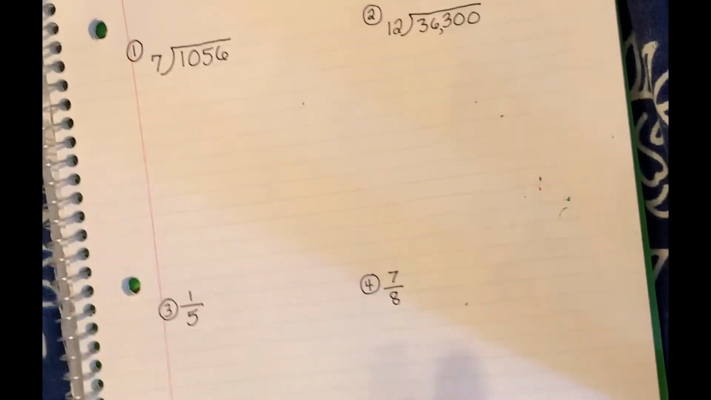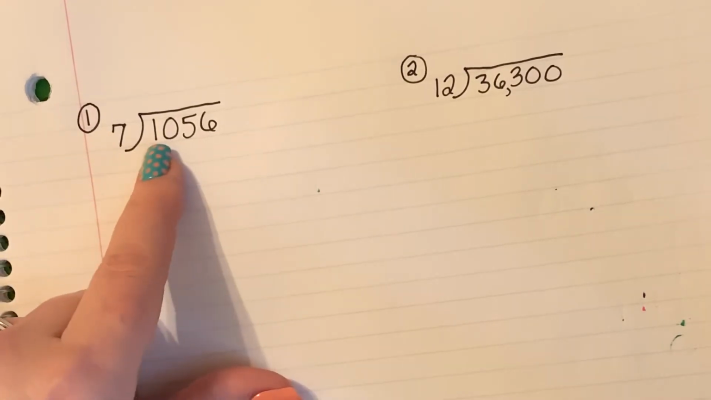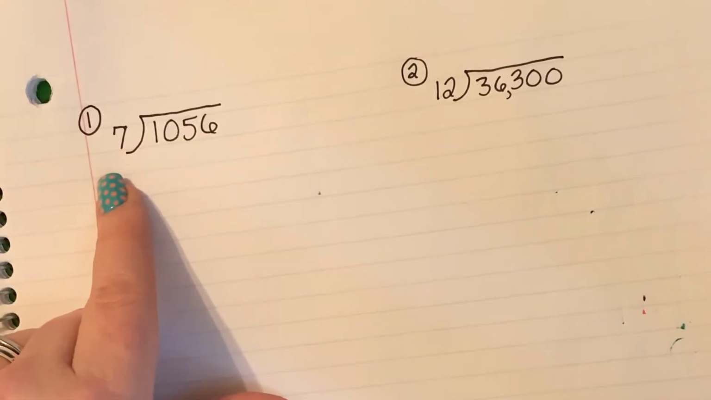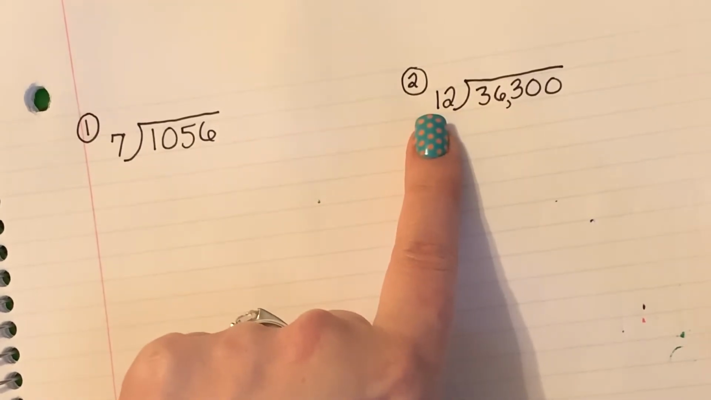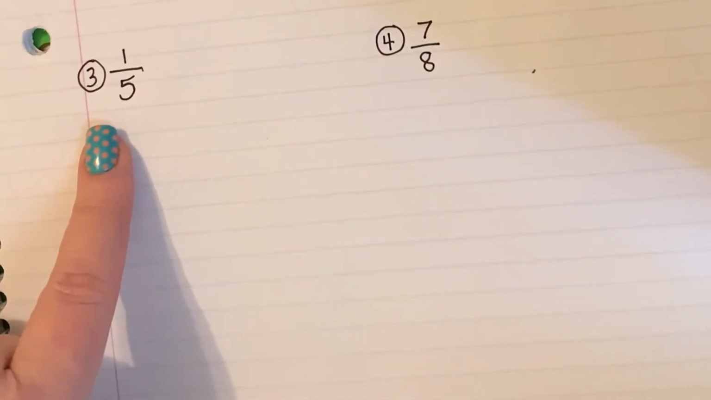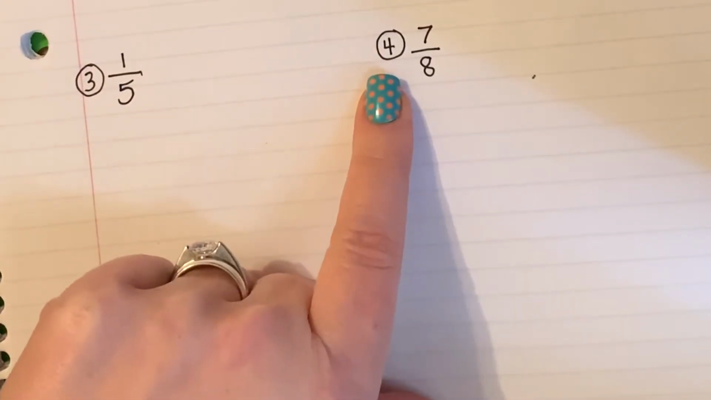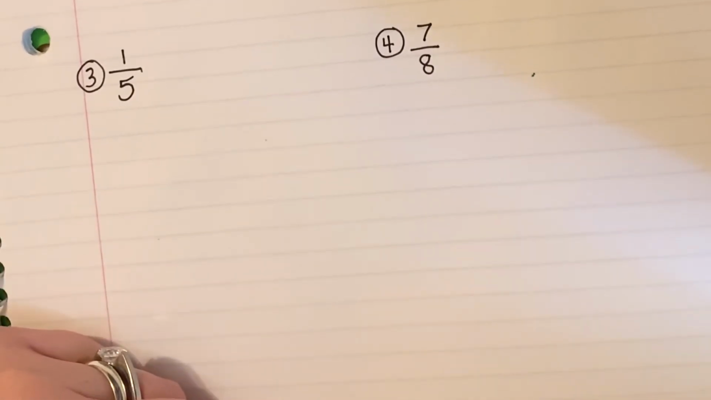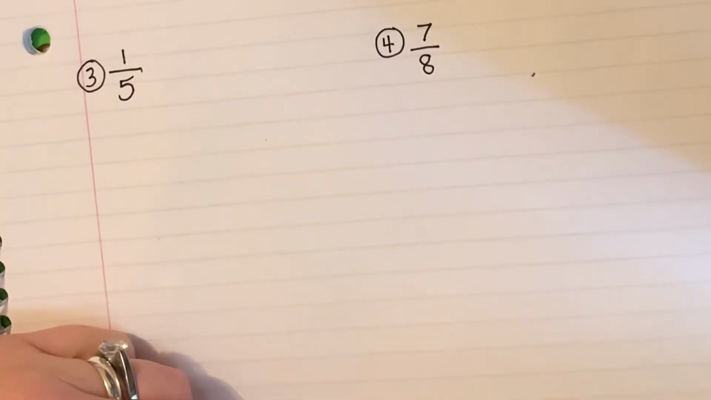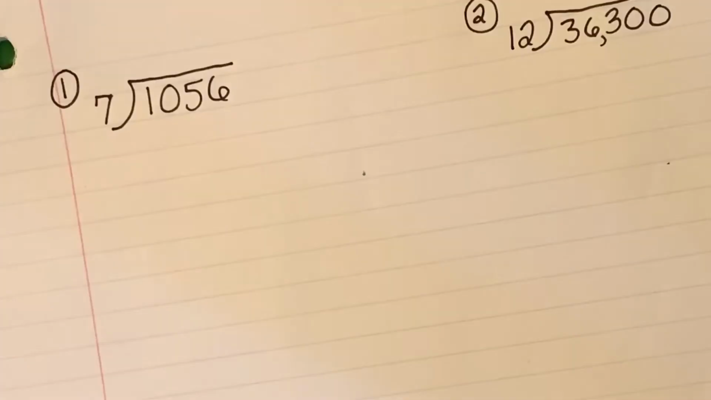Okay, so I've got 4 examples for you. I encourage you to copy them down. The first one is 1056 divided by 7. The second one is 36,300 divided by 12. The third, you're going to need to change 1/5 to a decimal. And fourth, you're going to need to change 7/8 to a decimal. Write that down, pause the video, and then we're going to work them out. I'm going to give you some time to get ready. You ready? Let's go.